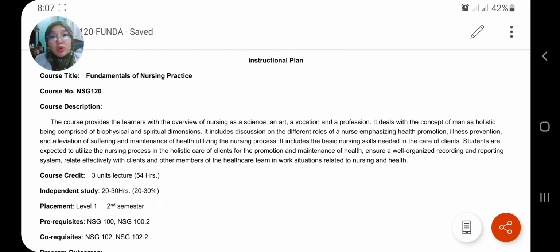So, ano pala tong course na ito? Okay, so NSG 120 or Fundamentals of Nursing Practice, this course provides the learners with the overview of nursing as a science, an art, a vocation, and a profession. It deals with the concept of man as holistic being comprised of biophysical and spiritual dimensions. It includes discussion on the different roles of a nurse, emphasizing health promotion, illness prevention, and alleviation of suffering and maintenance of health utilizing the nursing process.